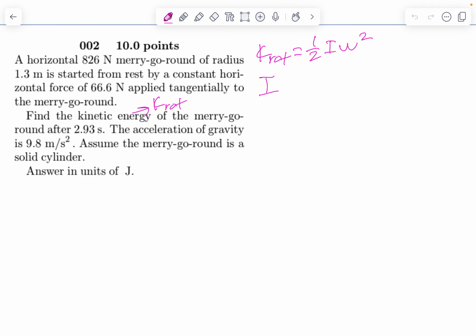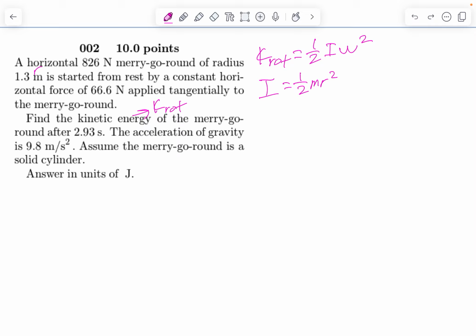So I is equal to 1/2 mr squared, right? We have the radius right here, so that's easy. So this is R. Your R is not 1.3. We don't know M, but that's okay, because if you look, they give you the weight of the merry-go-round. Yours is different. Mine's 826. So this is weight. I'll call that W.